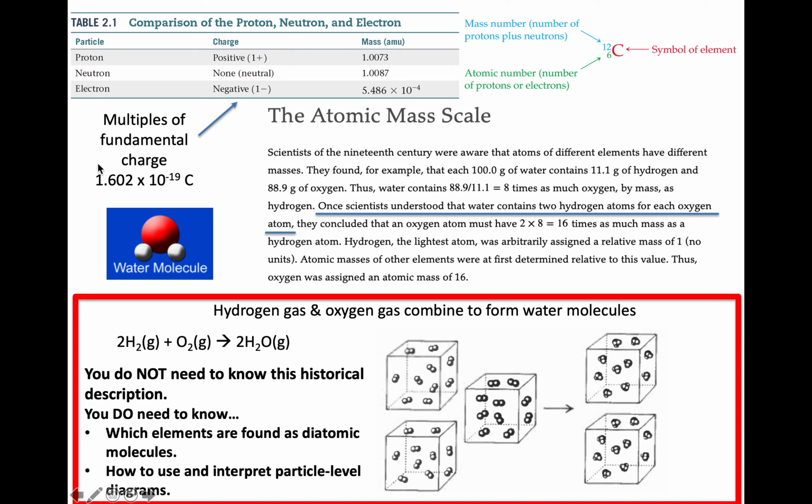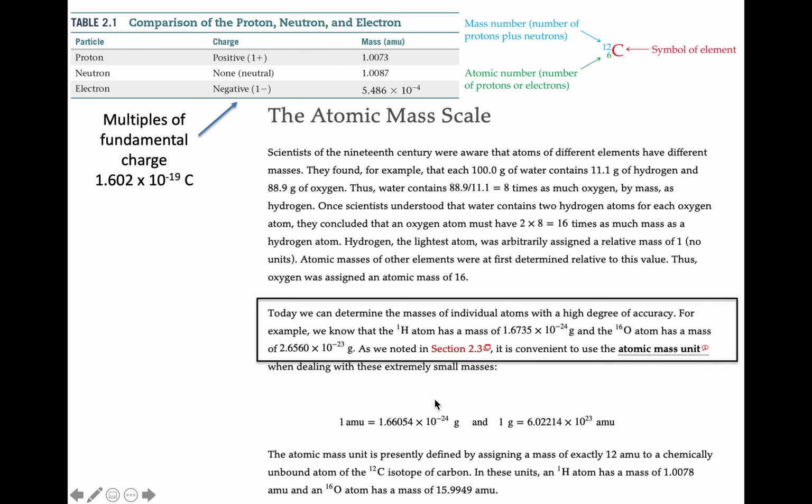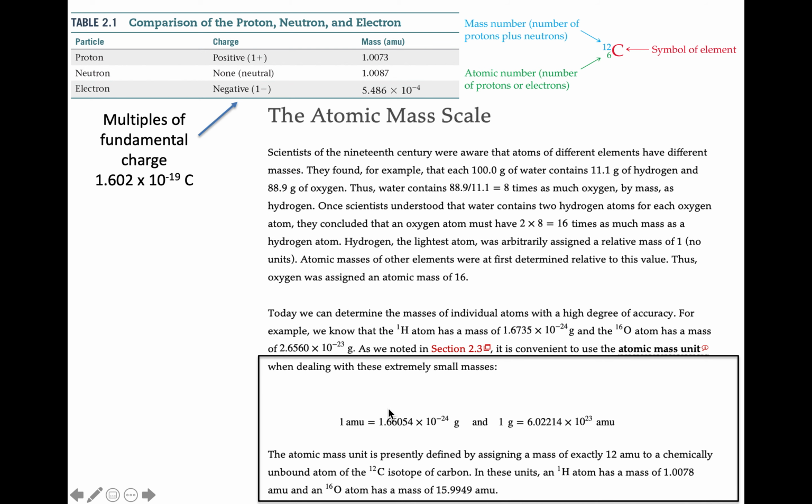This whole setup, this historical context, is not something that you need to know, but I'm using this to illustrate things you do need to know, which is which molecules are found as diatomic, and also how we interpret these particle level diagrams. In AMU, if we figure out the actual mass for an atom, it's a really small amount. We typically will not be using those small amounts. We're going to be using a larger amount, a mole amount, which I'll talk about in just a second.